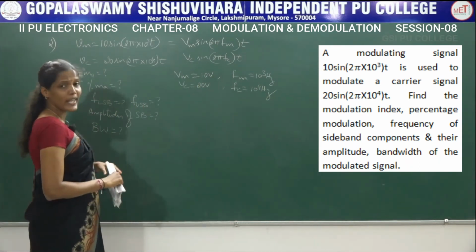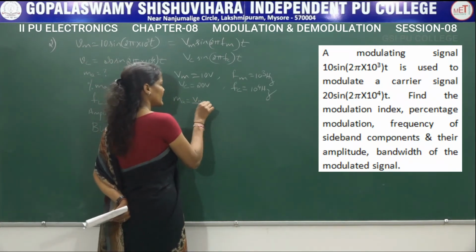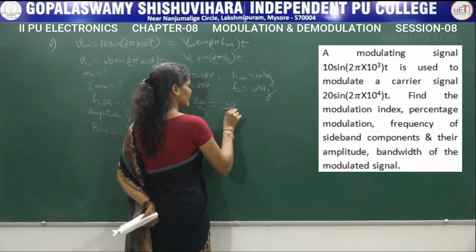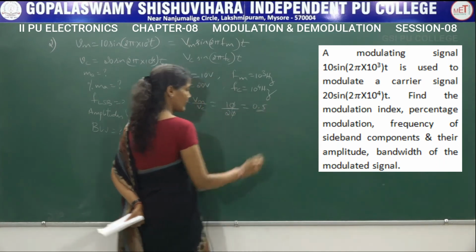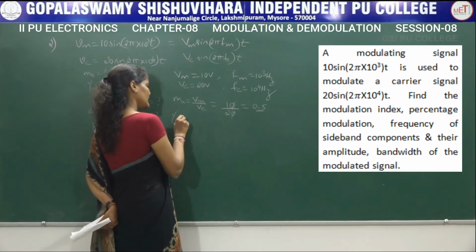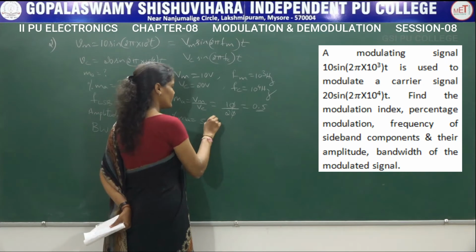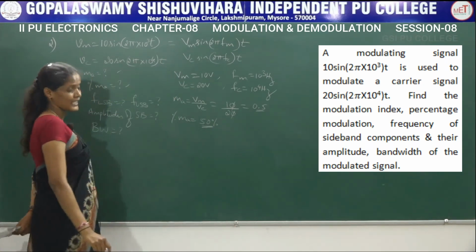Now you have to find out Ma first. Ma is equal to Vm divided by Vc, where Vm value is 10, Vc value is 20, so I will be left with 0.5. Ma is 0.5, whereas percentage Ma is 0.5 into 100, which gives me 50%. So these two are calculated.